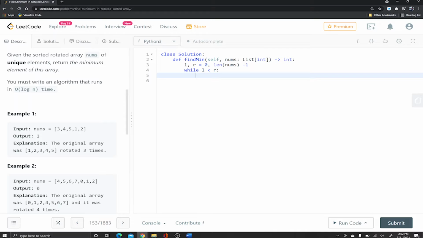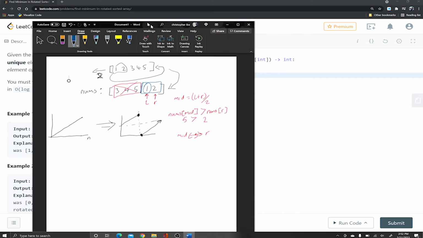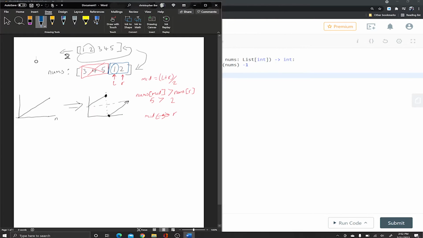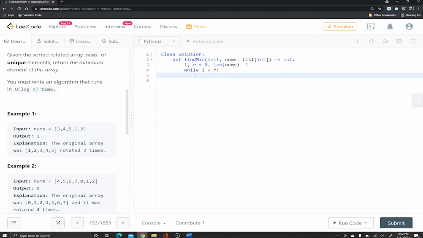We want to calculate our mid. Again, like we said, our midpoint is just halfway, L plus R divided by 2. So mid equals R plus L, floor divide by 2, just in case there's decimals, so we can get rid of the decimals, because indices of arrays don't have decimals.